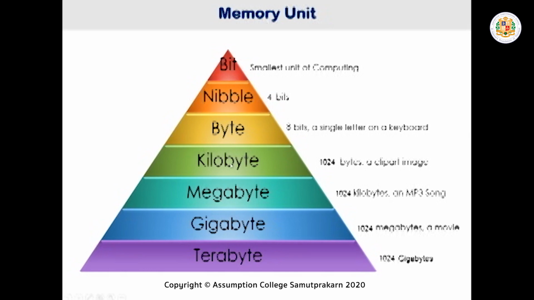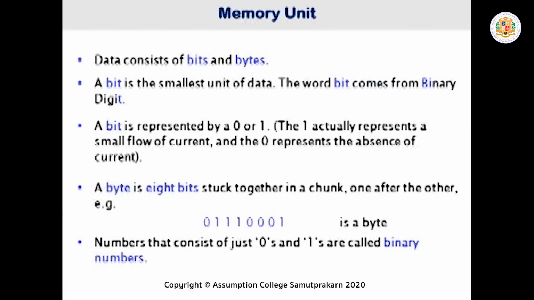Next, we have the kilobyte, composed of 1024 bytes, or a single picture. Next, we have a megabyte, equivalent to 1024 kilobytes, or an MP3 song. Next, we have a gigabyte, equivalent to 1024 megabytes, or a single movie. Next, we have a terabyte, equivalent to 1024 gigabytes. Data consists of bits and bytes. A bit is the smallest unit of data. The word bit comes from binary digit.